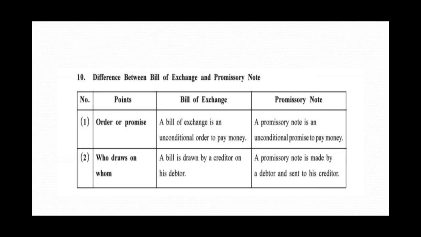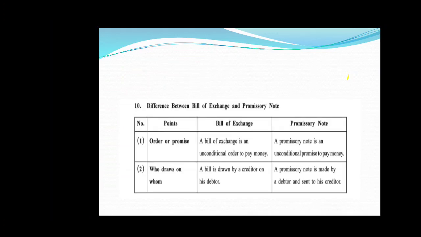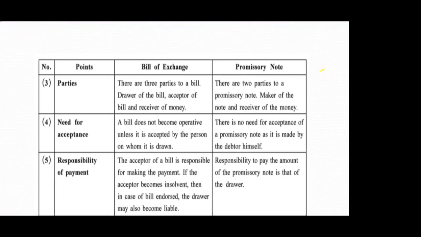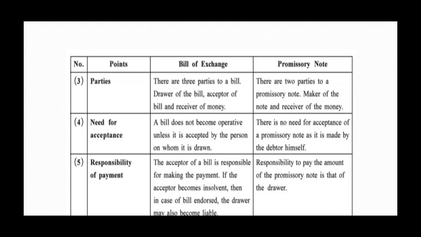Who draws on whom? A bill is drawn by creditor on his debtor, and the promissory note is made by debtor and sent to his creditor. Parties. There are three parties of bill: drawer of bill, acceptor of bill, and receiver of money. In promissory note, there are two parties only: the maker of promissory note and receiver of money.